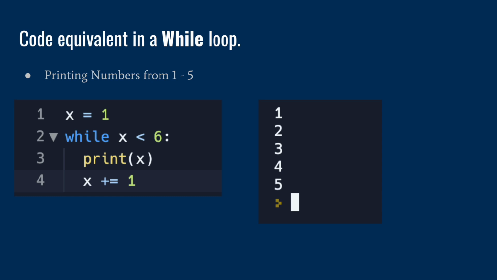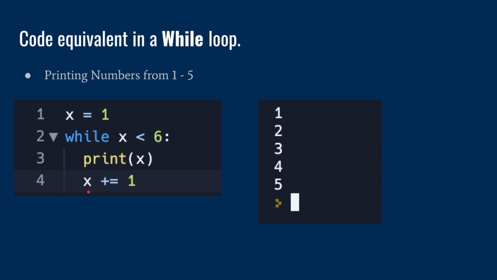It's the same program printing numbers from 1 through 5. So we can start by defining a variable x and then using a while loop. So this is the basic syntax of a while loop. While x is smaller than 6 and then a colon. It's straightforward and simple as it seems. So as long as x, which is this variable we've defined here, is smaller than 6, it'll print x.